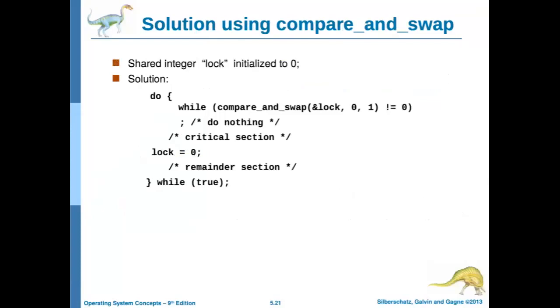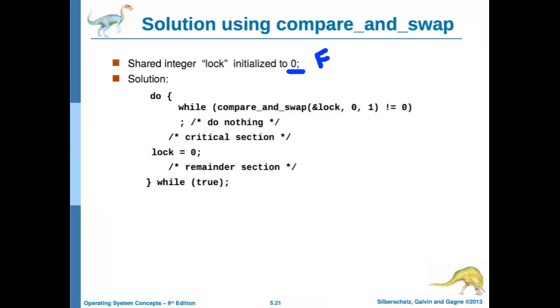The only thing is that now integer values are used here. So see, for example, a shared integer lock initialized to 0. So you imagine 0, right? So lock is initialized to 0, meaning nobody is using it.